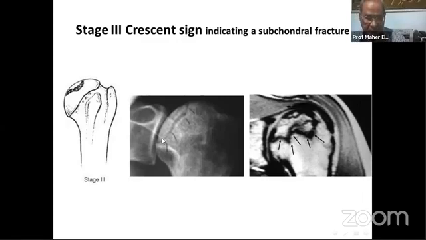Like here, this is the diagram, and this is the plain X-ray showing a mild flattening and separation. And this is in the MRI, which shows low signal separation lines.